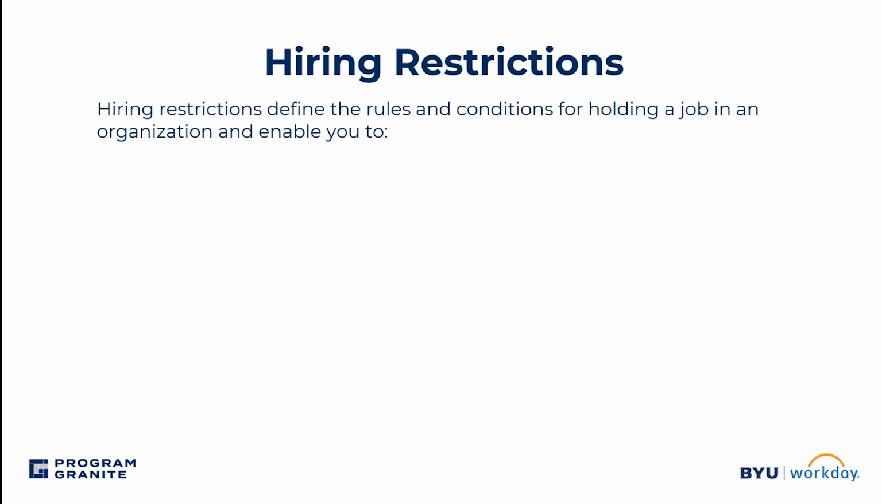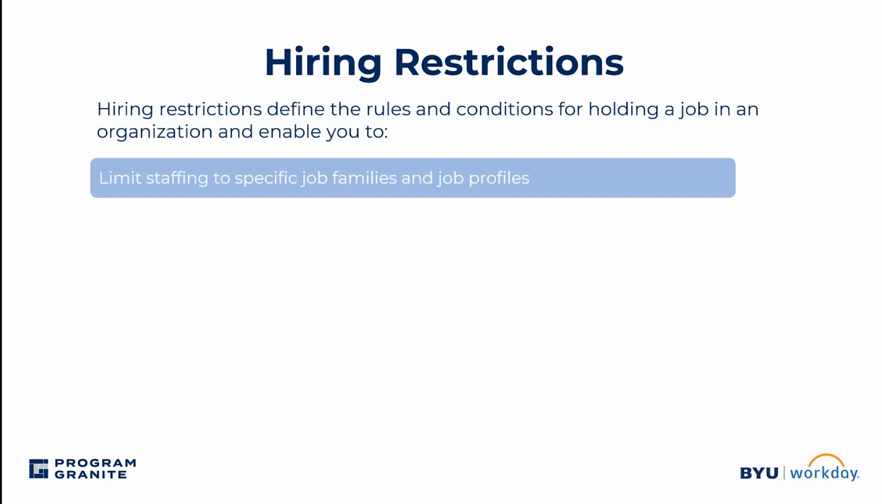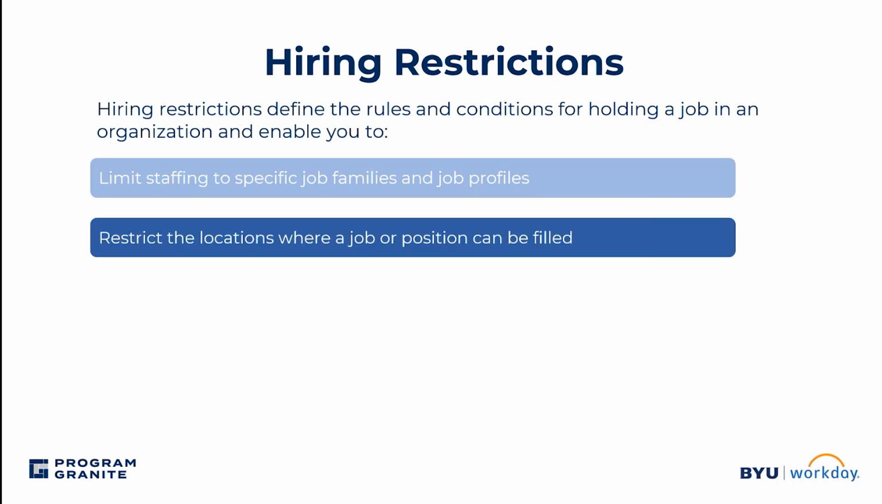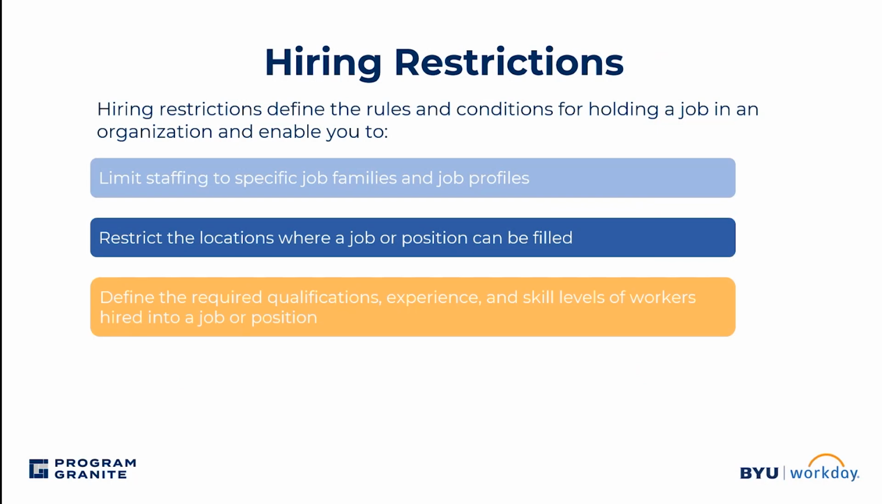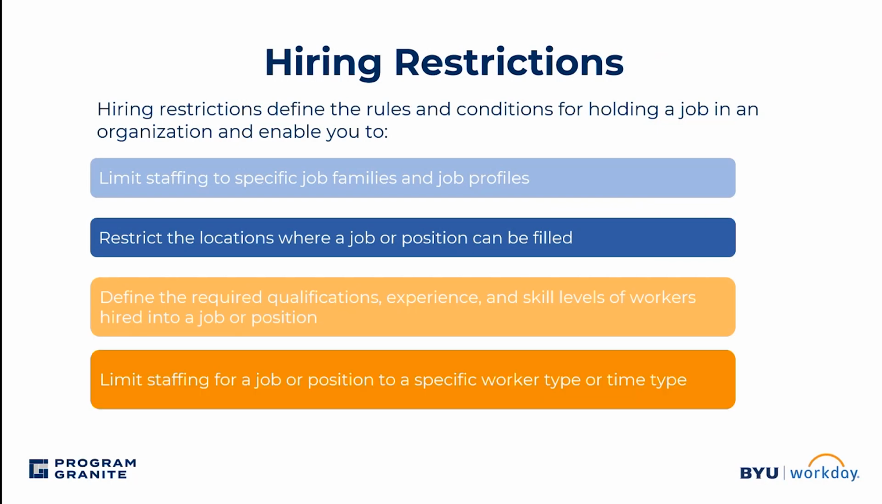Okay, so really quick, we're just going to talk about hiring restrictions. These are going to help define rules and conditions for holding a job in an organization. Basically, they're going to enable us to limit staffing to specific job families and job profiles, restrict the locations where a job or position can be filled, define the required qualifications. We talked about experience and skill levels. And then limit staffing for a job or position to a specific worker type or time type.